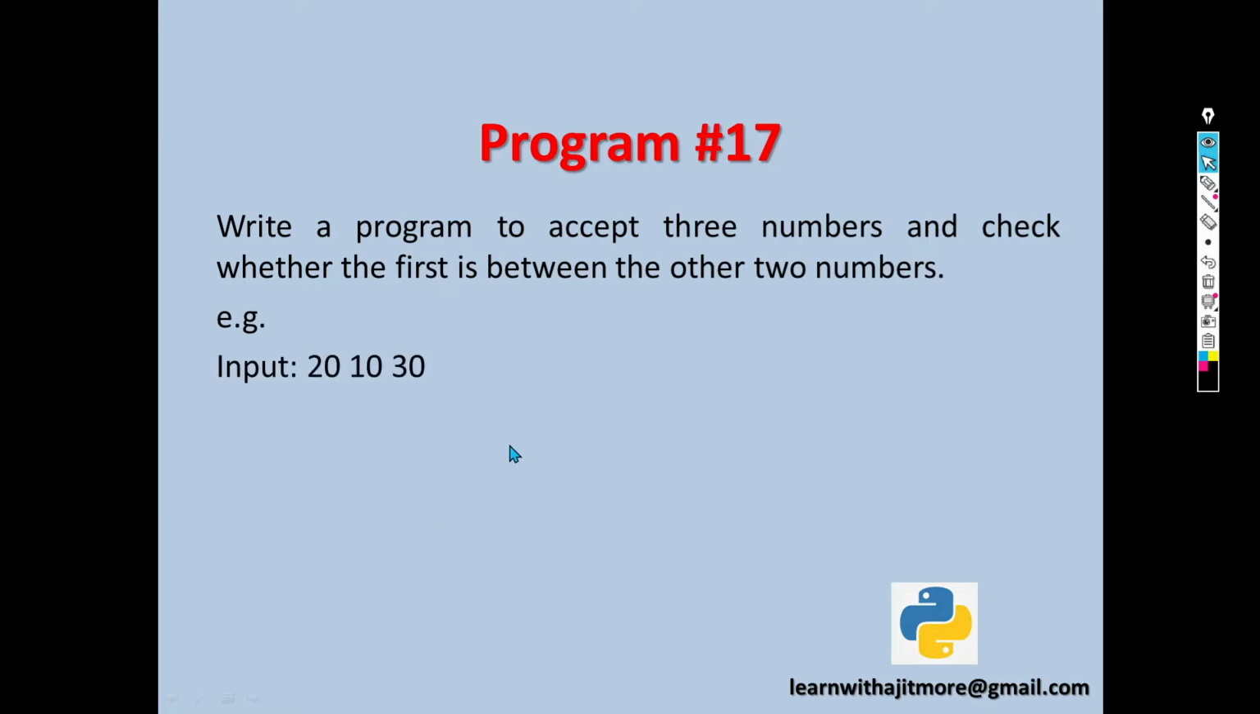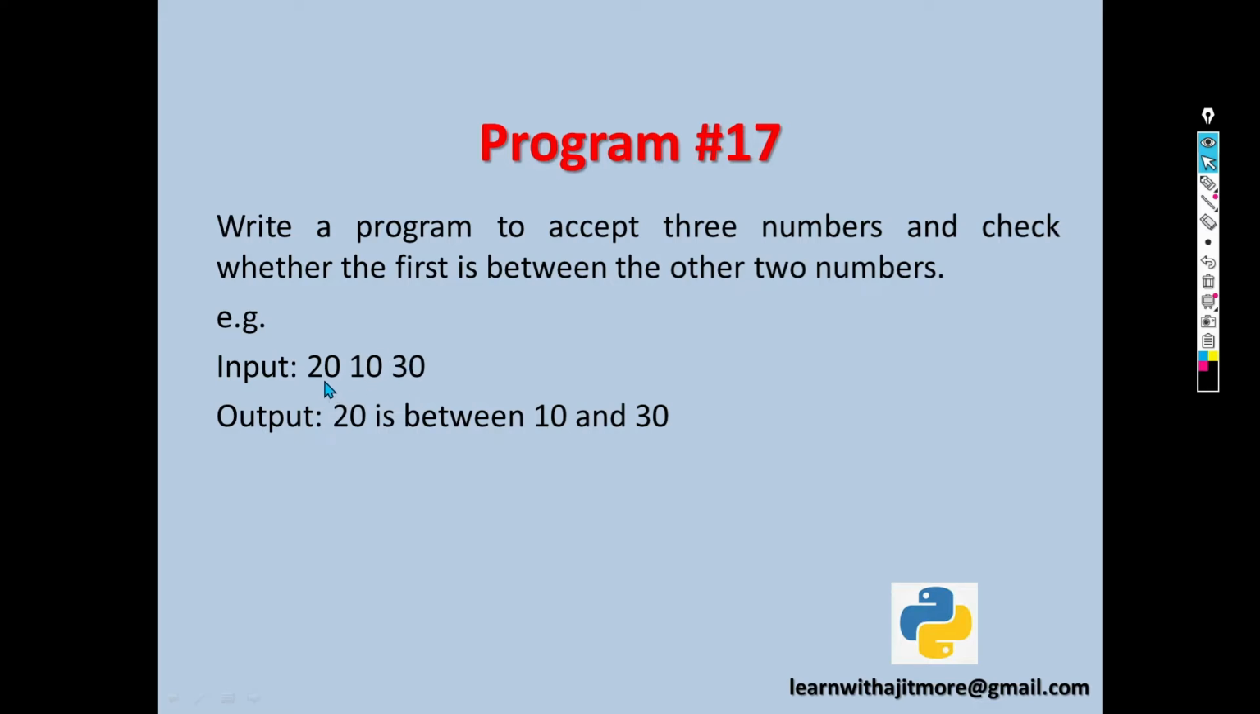As an example, the input given is 20, 10, 30. You can see 20 is between 10 and 30. Therefore, the output should be 20 is between 10 and 30, and if it doesn't, the output changes accordingly. But always remember, whenever you're checking something between something, the boundaries are also inclusive. Means 10 and 30 both are inclusive.